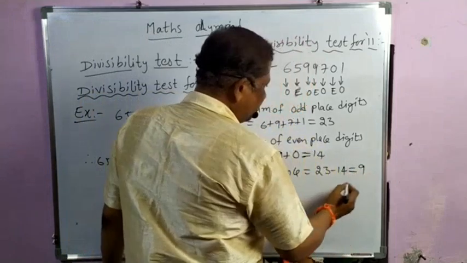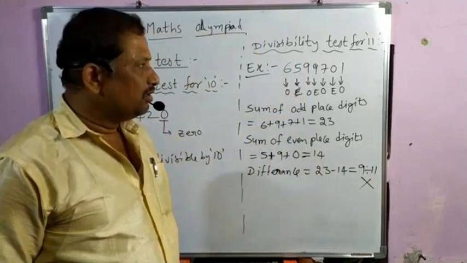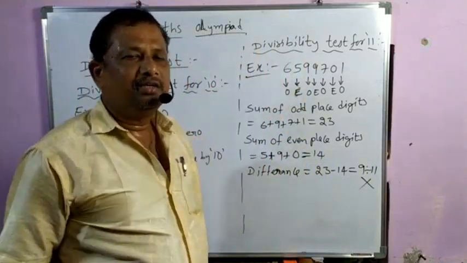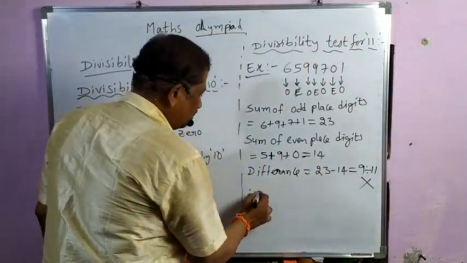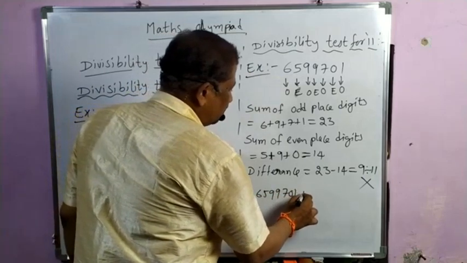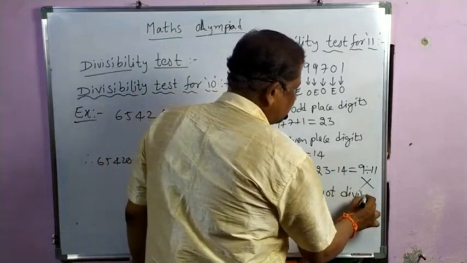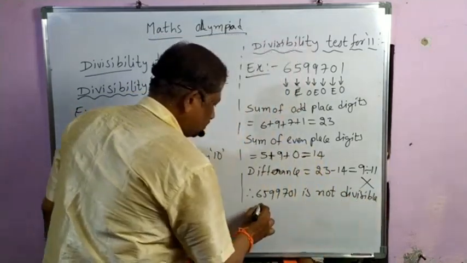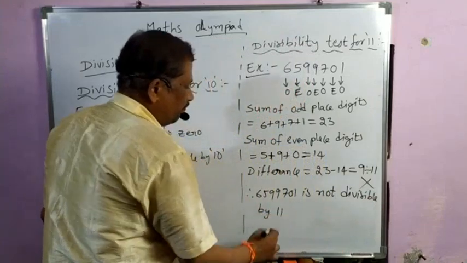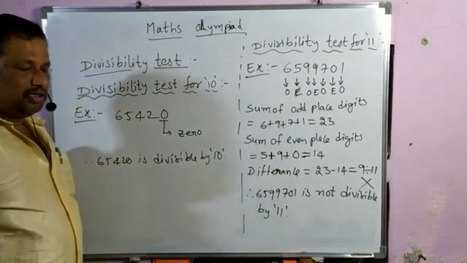Is 9 divisible by 11? No, it is not divisible by 11. Therefore, the given number is not divisible by 11. Therefore, 6599701 is not divisible by 11. Okay, clear?